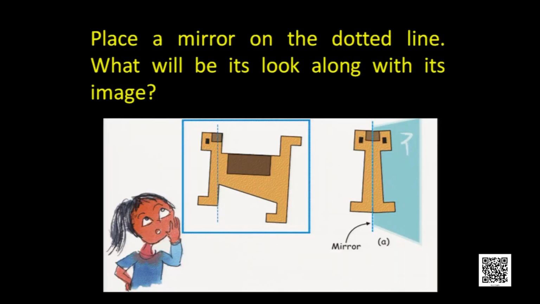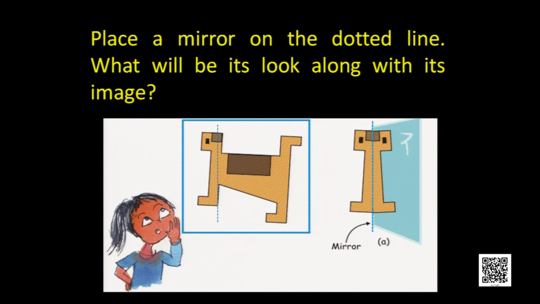Now place a mirror on the dotted line. What will it look like along with its image? Suppose in the box there is a picture of a dog. We have to put the mirror on the dotted line. So what kind of image will I get? Both object and image together, if I take it, what will be the picture?